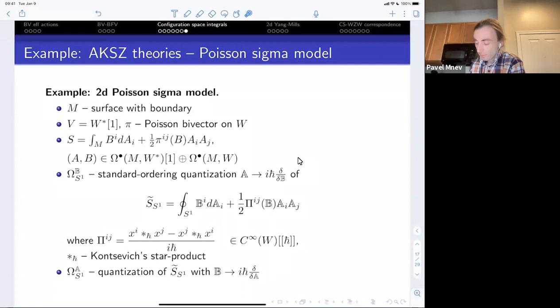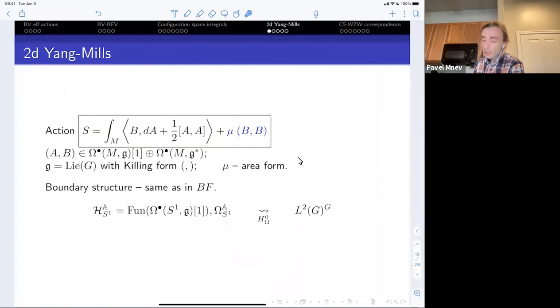So yeah, and those are precisely the integrals that appeared in this construction of the boundary differentials. All right. So that is what I wanted to say about that class of AKSZ examples.